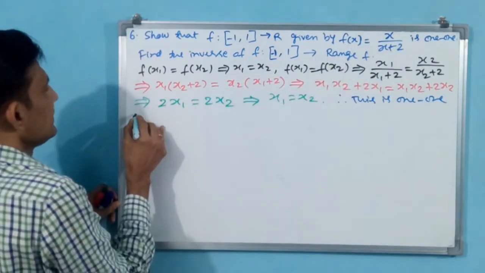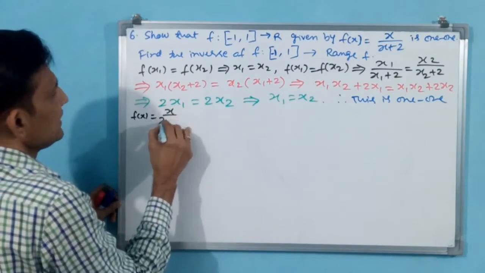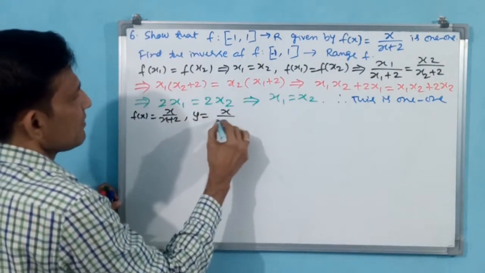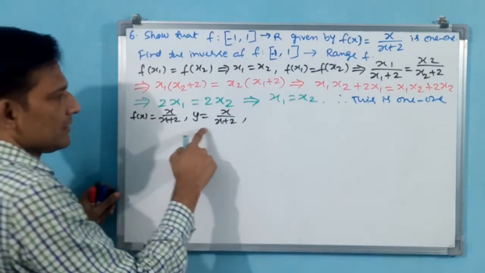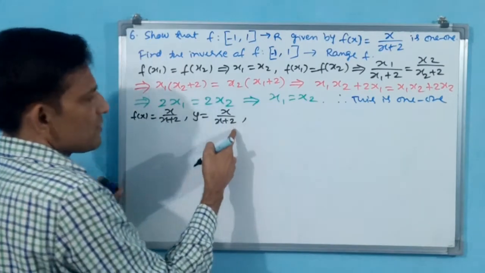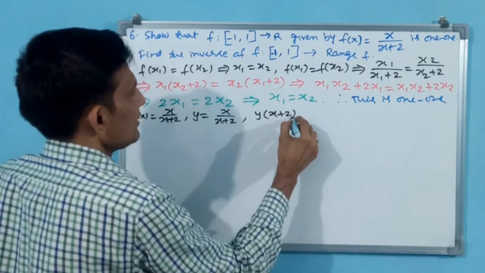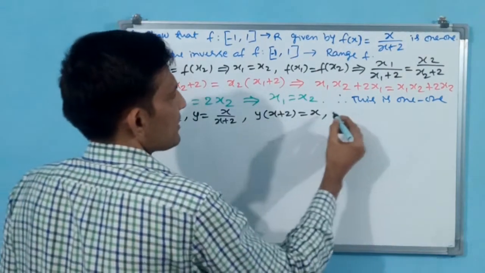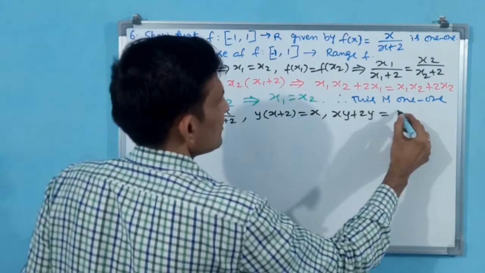Let us write f of x is equal to x by x plus 2, y is equal to x by x plus 2, f of x means y. Okay, now what I do, I will do cross multiplication. y into x plus 2 is equal to x. Then xy plus 2y, xy plus 2y is equal to x.